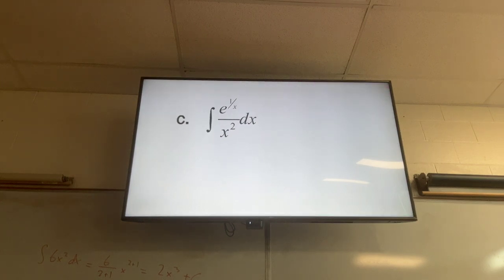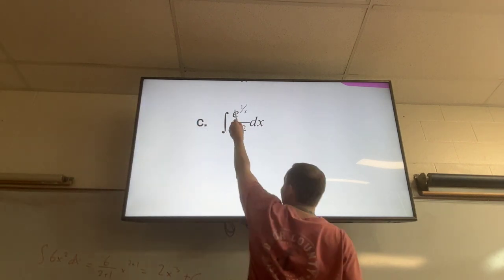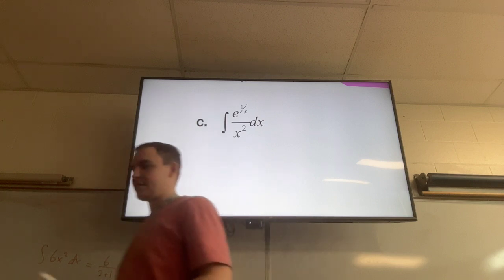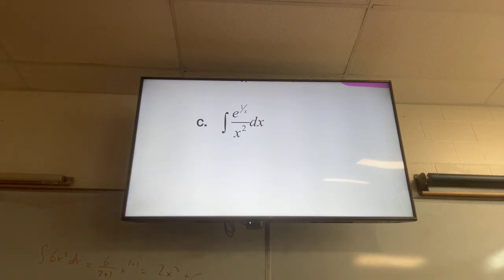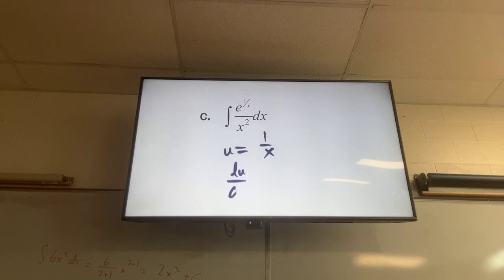This next one, e to the 1 over x. What do you think? What should I set u equal to? x to the negative 1, yeah. So I've got a function 1 over x, right? That's inside of an exponential, okay? I'm going to say u equals 1 over x, then du/dx equals negative 1 over x squared.